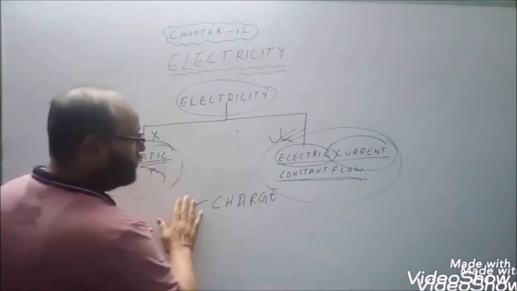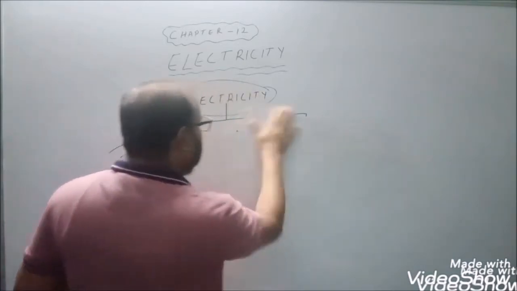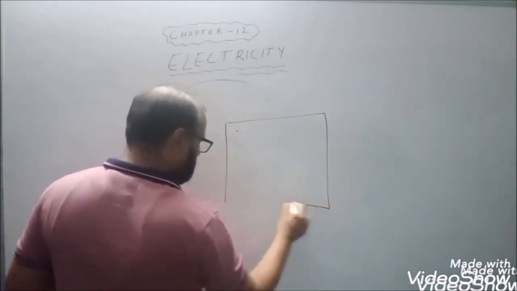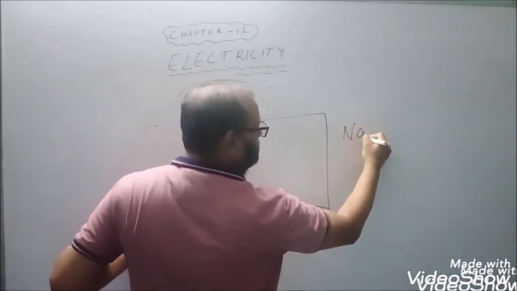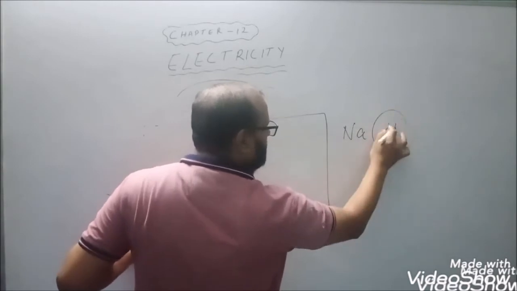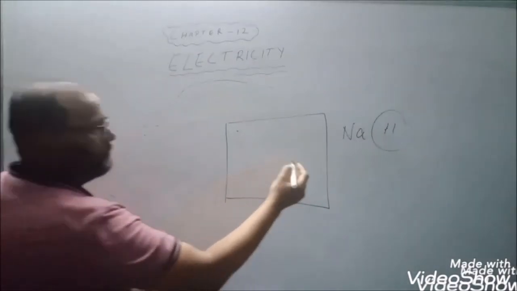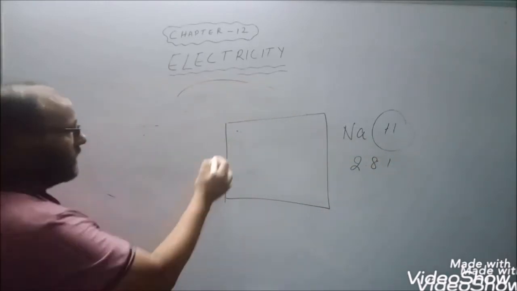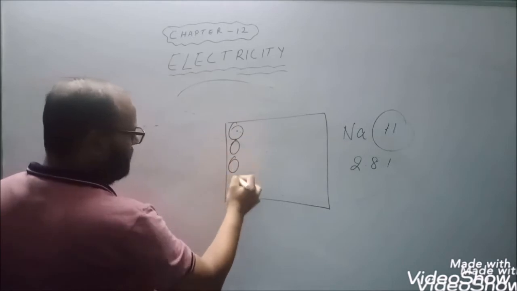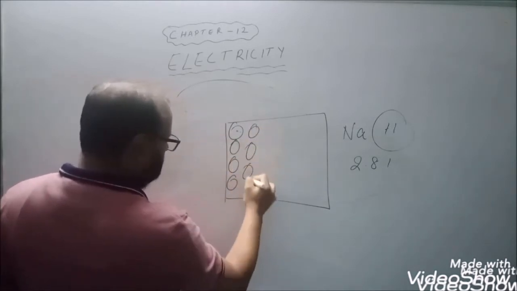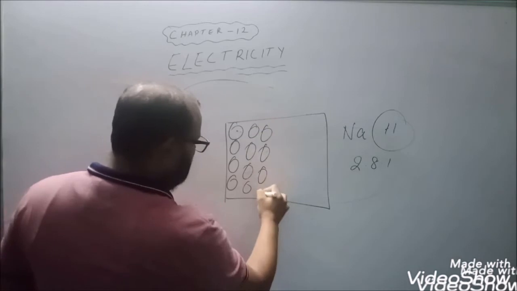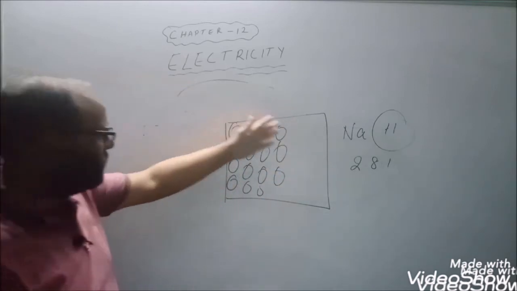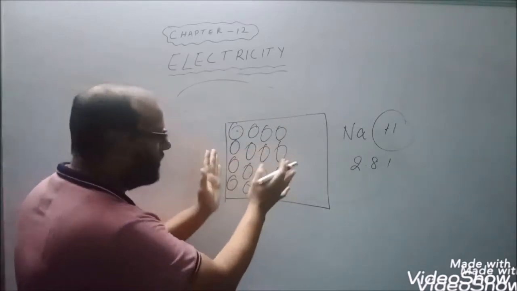Now, to understand it better, let us assume just a metal piece. For example, I take sodium, whose atomic number is 11. If you break the electronic configuration, it is 2, 8, 1. Now we understand that atoms of a solid are very closely packed. Very closely packed, therefore they are called rigid. Now, how many atoms are there right now in this? I have no idea. Just imagine a metal piece.